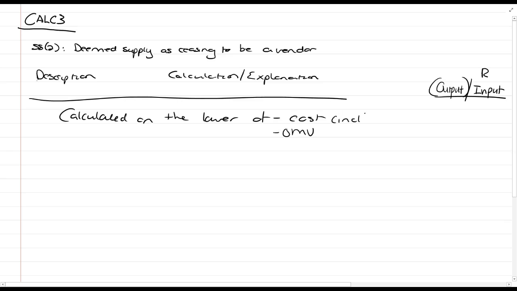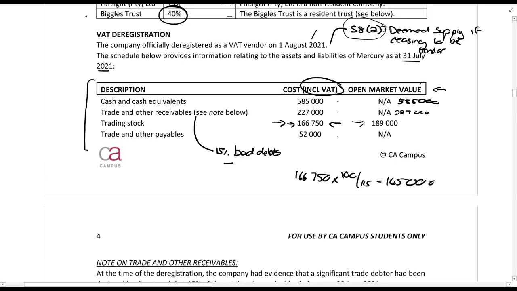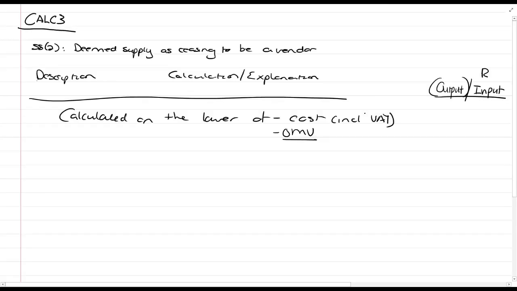So it's calculated on the lower of cost, including VAT, or open market value. Remember the term open market value, as they give it to us here, is an amount including VAT. It is defined in the VAT Act itself, so it's a term that you have to be aware of if they use it. Open market value. Okay, so cash and cash equivalents, trade and other receivables, trading stock, and trade and other payables. So the first one is cash plus equivalents. I'm just going to call it that. Do we have any VAT on that? There's no VAT implications on cash and cash equivalents.